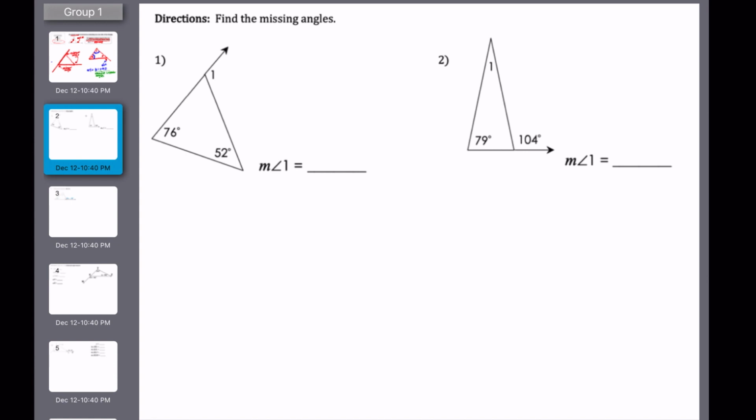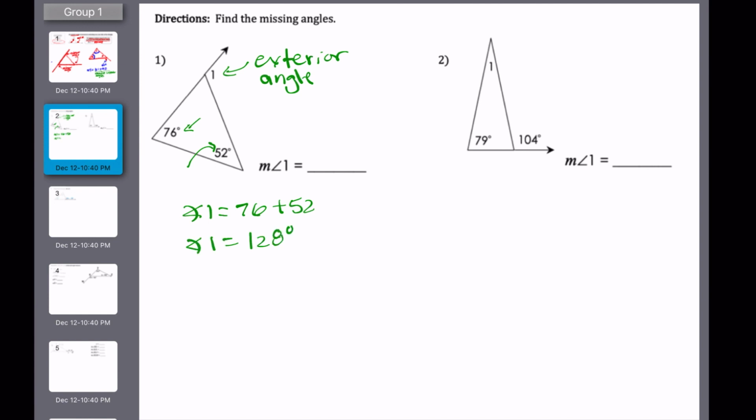If we look at example 1, we see that angle 1 is the exterior angle. We see that the two angles they gave us inside are not adjacent to angle 1. These are the remote interior angles. So we can add these two up. We can say that angle 1 is equal to 76 degrees plus 52 degrees. Angle 1 is equal to 128 degrees, and that is our answer.